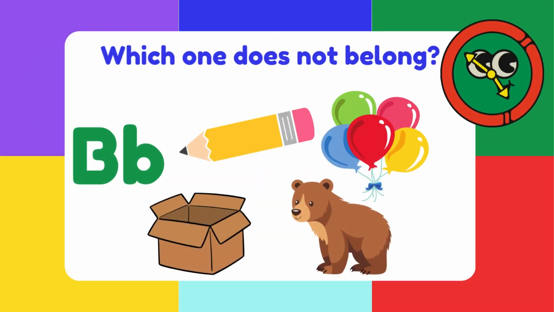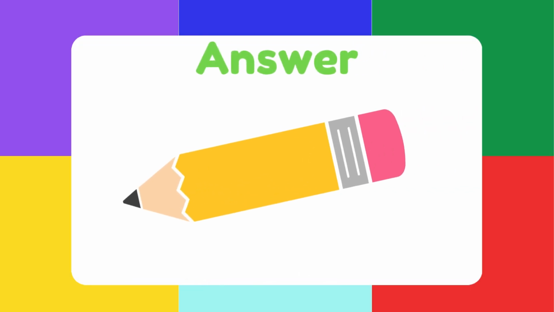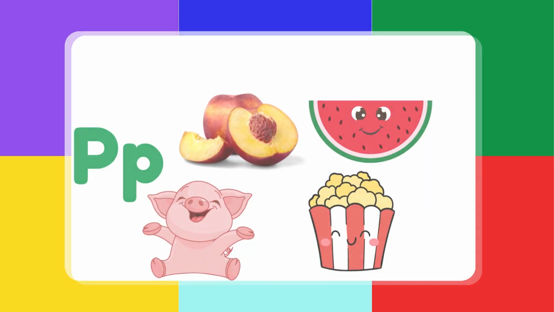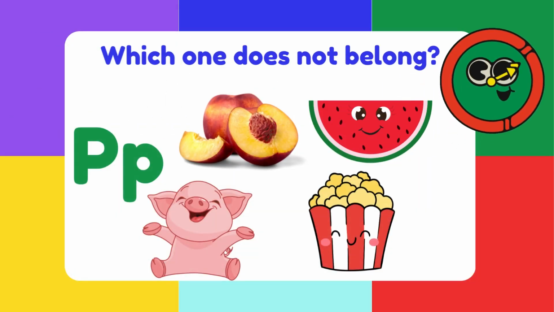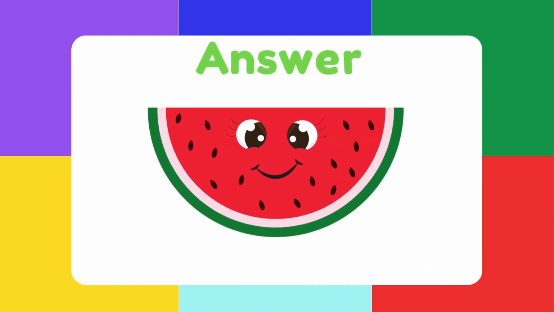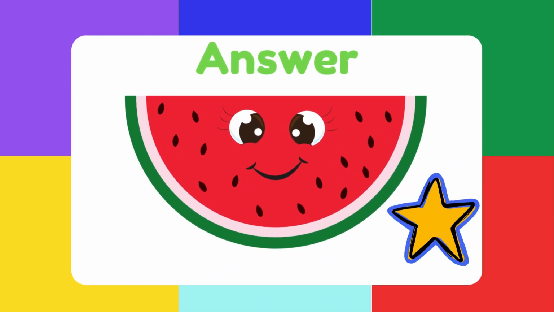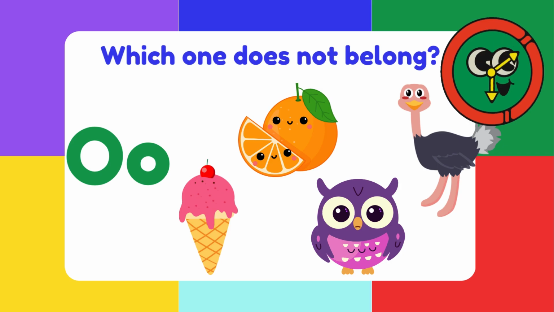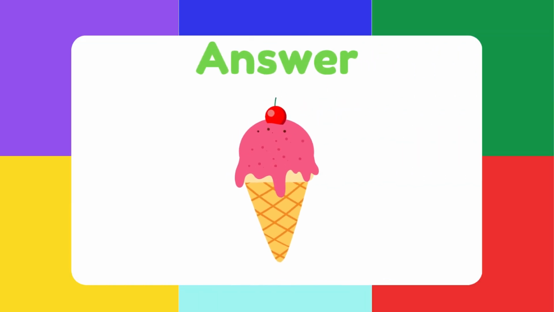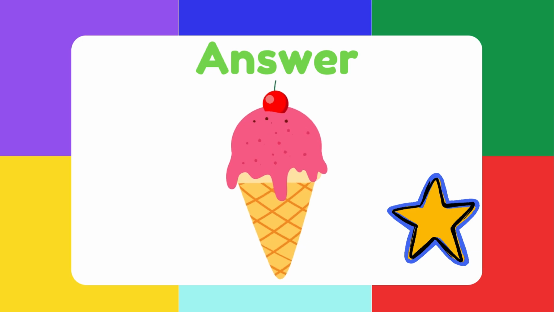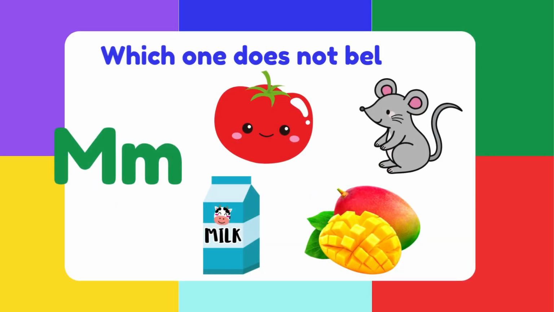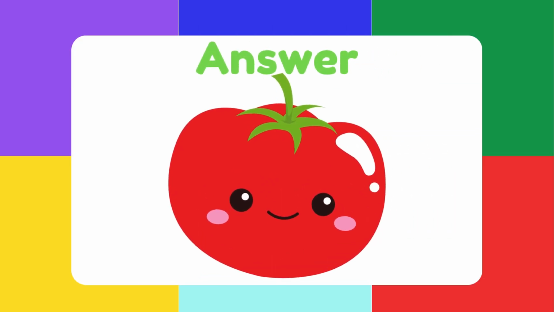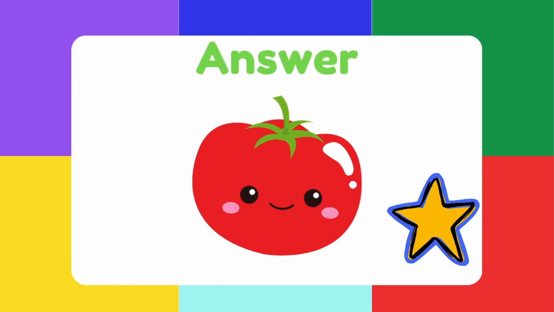3, 2, 1. You guessed it. Pencil it is. Fantastic. 3, 2, 1. Watermelon. Woohoo. Great job. 3, 2, 1. Ice cream. Great job, kids. Whoa! 3, 2, 1. Did you say tomato? Fantastic.